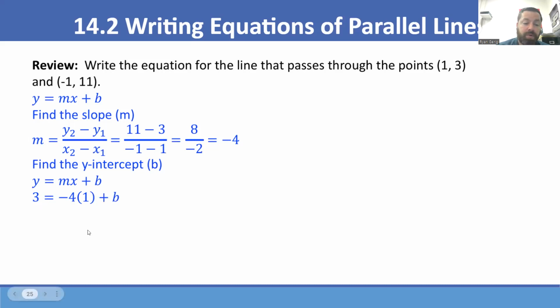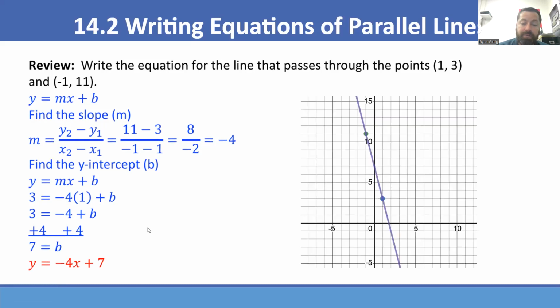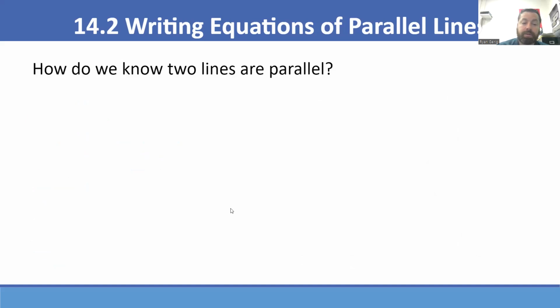So multiply -4 times 1, and you get -4 plus b. Add 4 to both sides, you get 7 equals b. And so we want to rewrite the equation: y equals -4x plus 7. If I put that back on the graph, does it cross the y-axis at negative 7? Or sorry, at positive 7? Sure does. Slope is -4, down 1, 2, 3, 4, over 1. There it is.